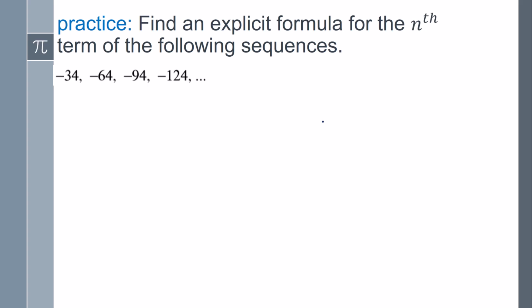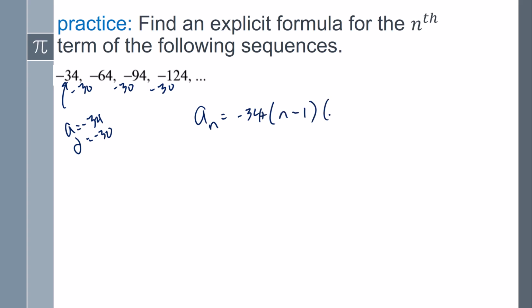Looking at another one. If you want to practice this, go ahead and pause, and then you can try it yourself. It looks like it's going down by 30. And my first term is negative 34, so negative 34 plus (n minus 1) times my common difference d.